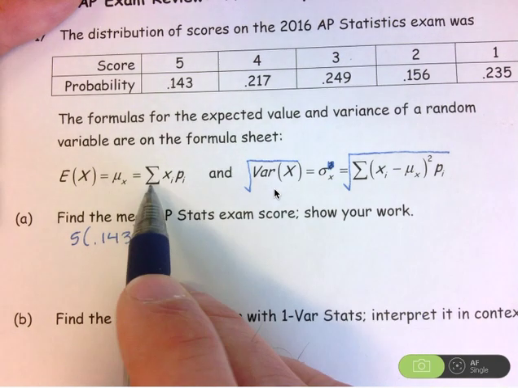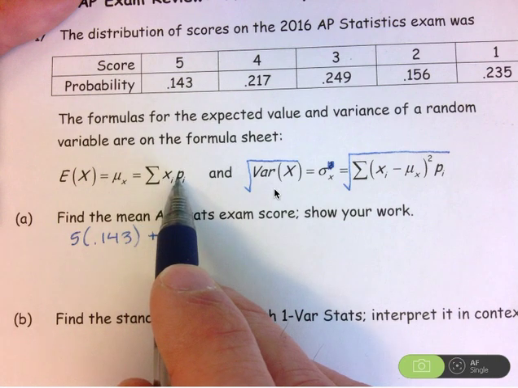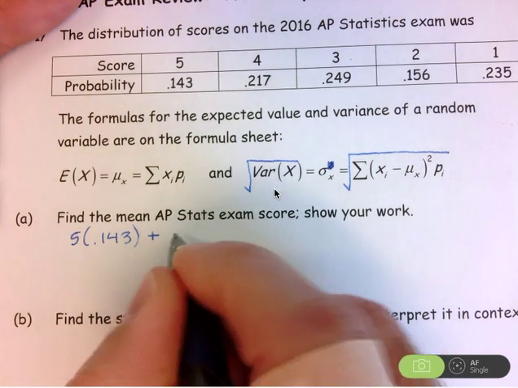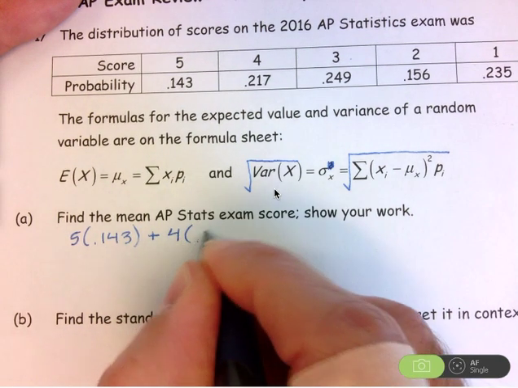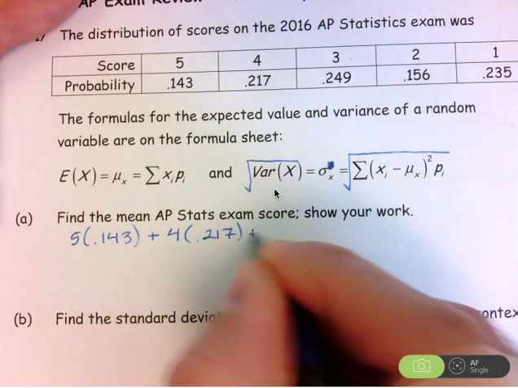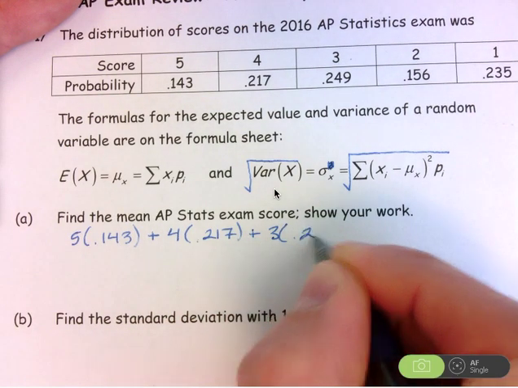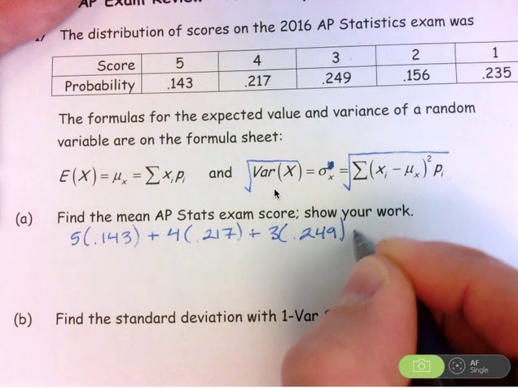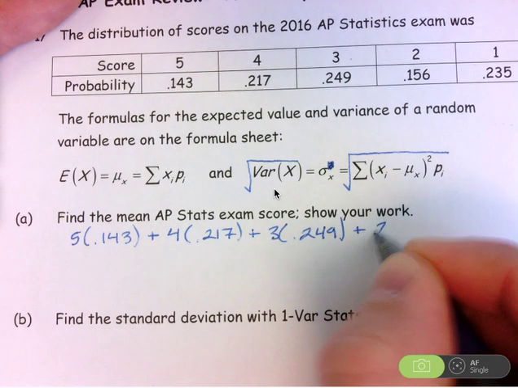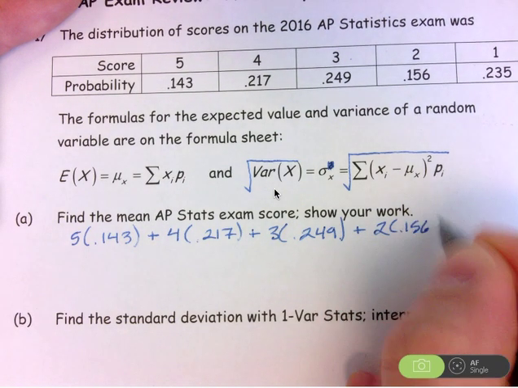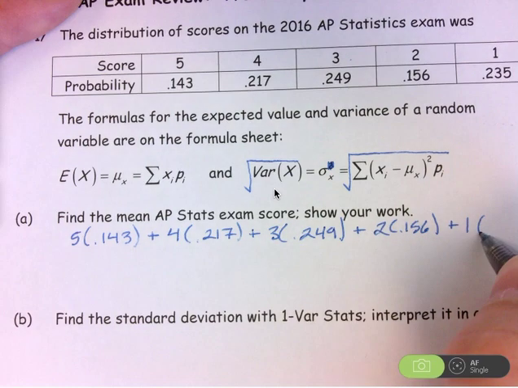That's what this formula says. The sum of every outcome times its probability. So it would be important to show your work in a case like this. It's not hard to show. So there's the 3s, here are the 2s, and here are the 1s.